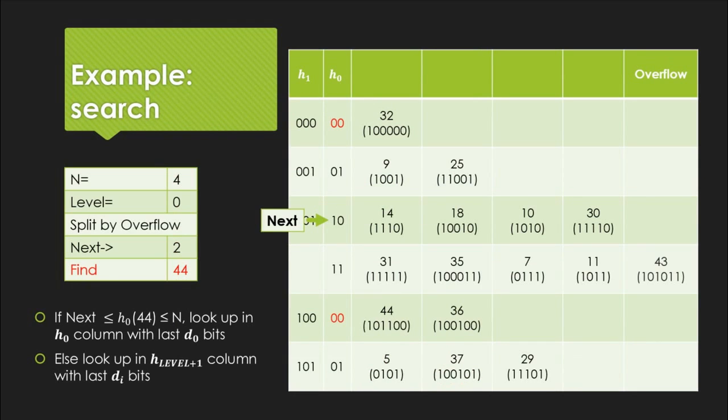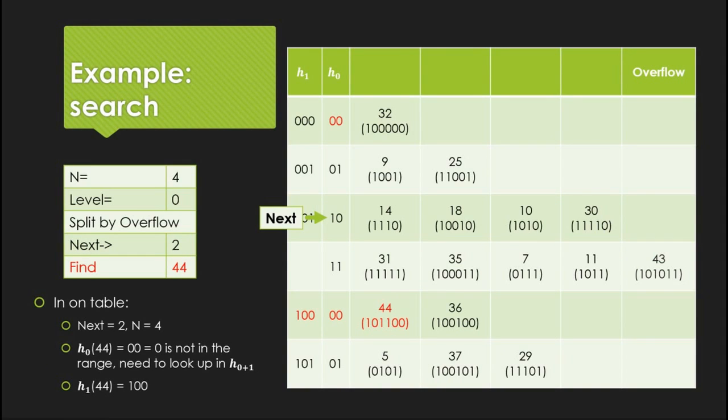Next, let's look at how we do a search with linear hashing. For example, if we want to look for 44, firstly, we need to calculate the H0 of 44 and check if it's in the range of the pointer next and N. If it's in the range, this means that the bucket it is in hasn't been split yet, so we just need to look at that bucket. If it is not in the range between next and N, this means that the bucket has already been split. We might need to look at the bucket in the next level.